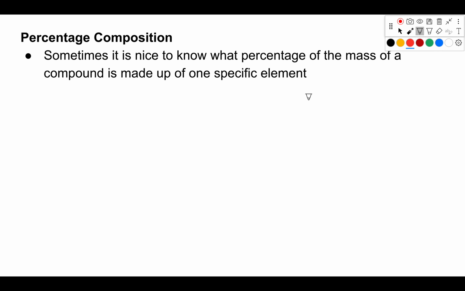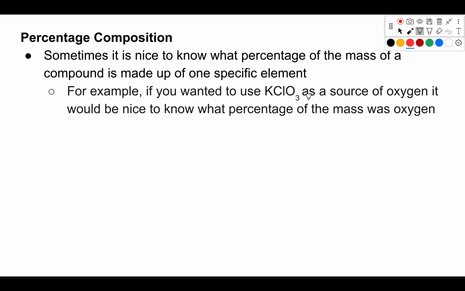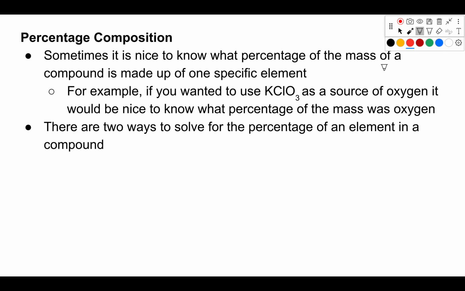Sometimes it's nice to know what percentage of the mass of a compound is made up of one specific element. For example, if you want to use KClO3 as a source of oxygen, it would be nice to know what percentage of that mass that you're getting is going to be oxygen. So you know how much total mass of that substance you're going to need to get the oxygen that you require. There are two ways to solve for the percentage of an element in a compound.